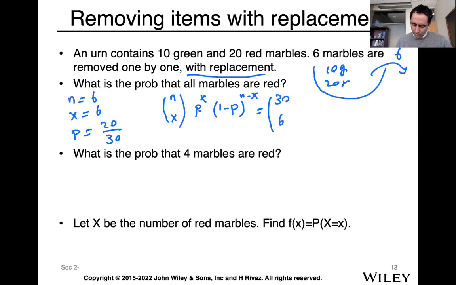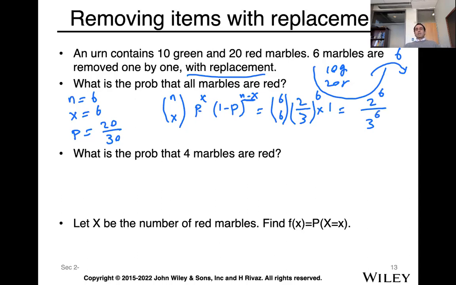Or just 1 second, I think I'm making a mistake. So n is again 6, x is also 6, times p, p is 2/3 to the power x, which is 6, times 1 minus p to the power n minus x. So n minus x becomes 0, and anything to the power 0 is 1. So times 1, that's the answer. So the answer is 2 to the power 6 divided by 3 to the power 6. That's the final answer.